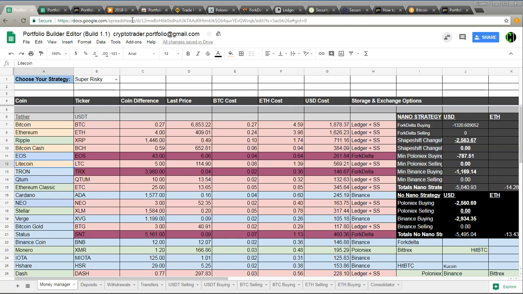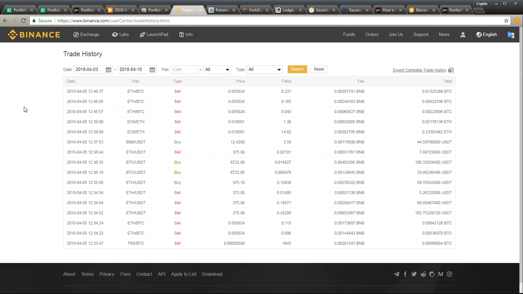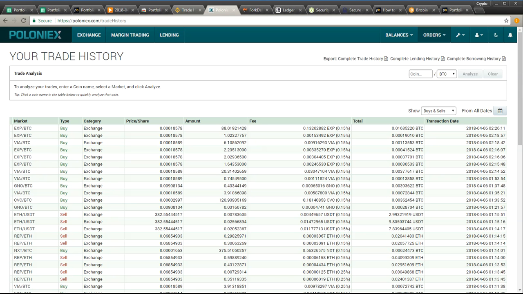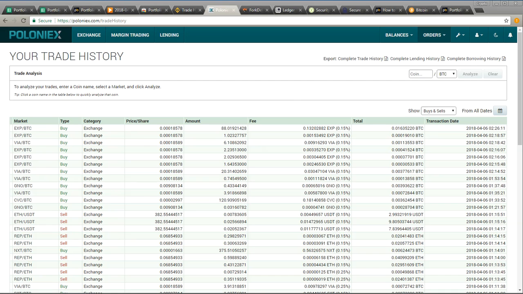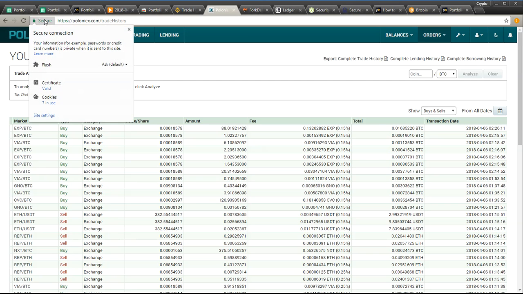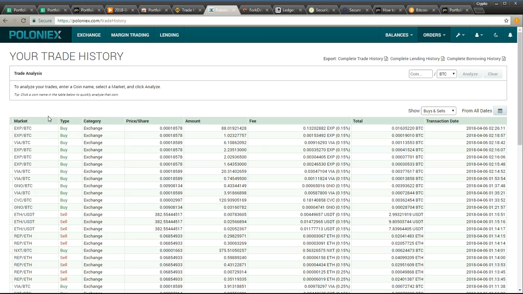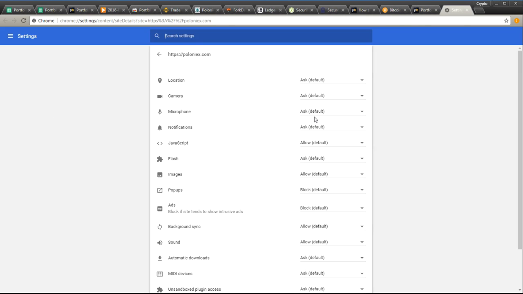And then I'm using Poloniex and Binance to fill the rest of the portfolio. And in a moment, I'll teach you how to export trades and input those into the spreadsheet if you already have existing trades that you want to start off with. Poloniex is very important, and a little tip for getting set up there: you have to go to site settings when setting up your account verification and turn on the camera.